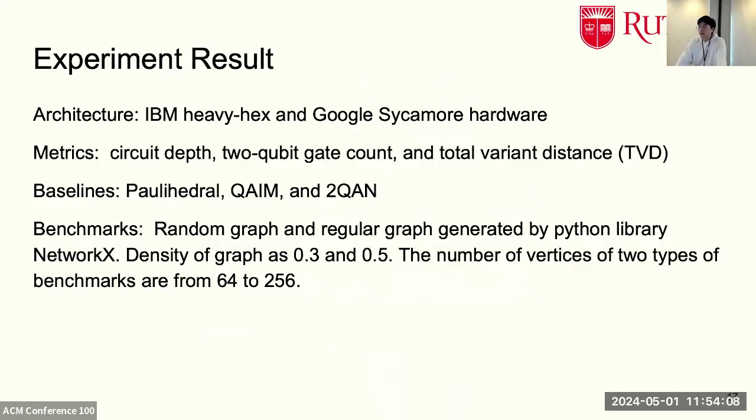For the experiment, we mainly consider two architectures, Google Sycamore and IBM heavy hex. We compare our method with three baselines, polyhedral, QAIM, and Toucan. We evaluate the performance of the methods with three metrics: circuit depth, 2-qubit gate count, and total variation distance. For the benchmarks, we use the Python library NetworkX to generate random graphs and regular graphs with different density. The number of vertices is from 64 to 256.